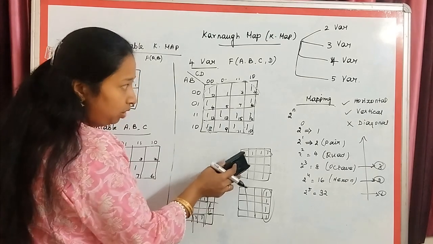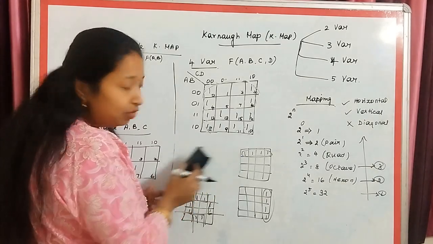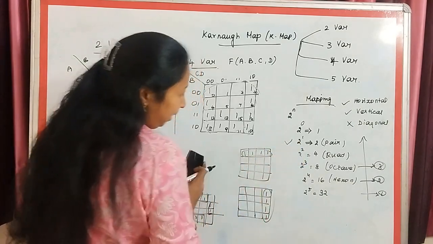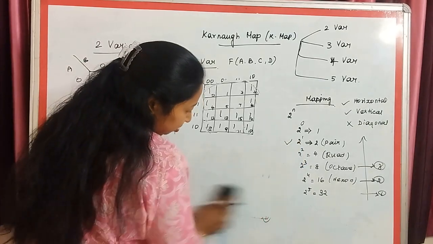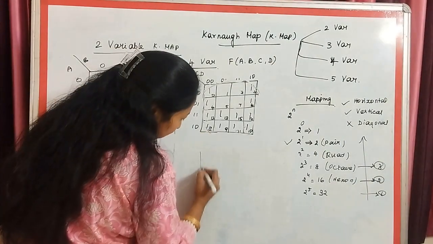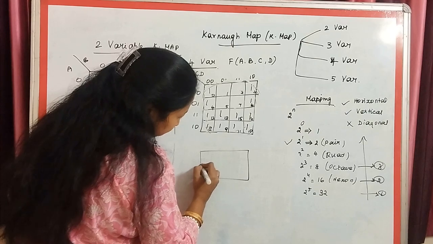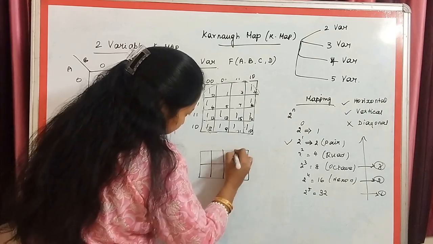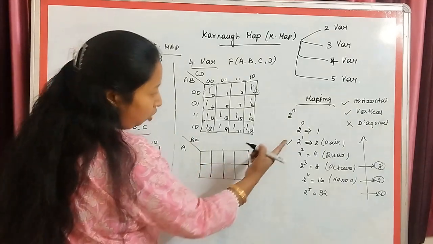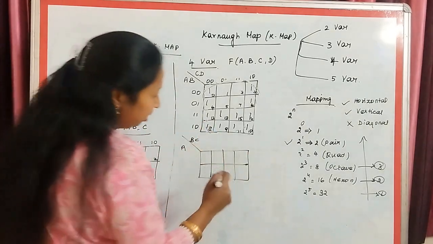Now, if you are not able to go for a quad, if you don't find any grouping that can be done using a quad, only then go for a pair. Let's see how to do a pair. For that, let me take a 3 variable map so that you'll understand it better. A pair means 2 numbers together.